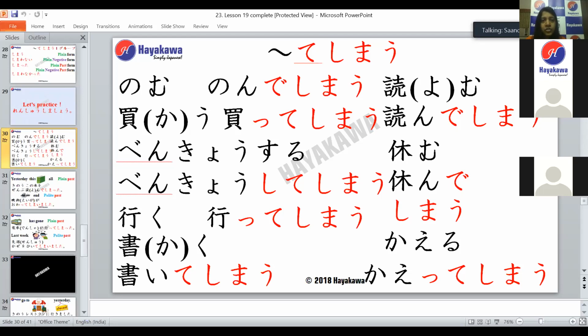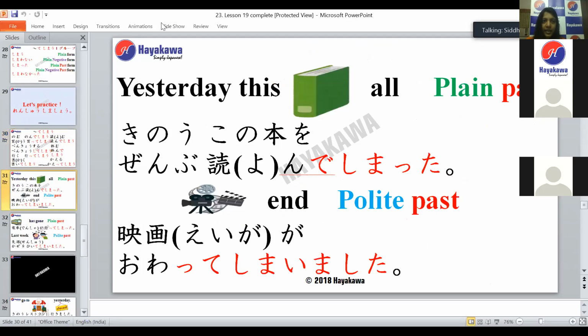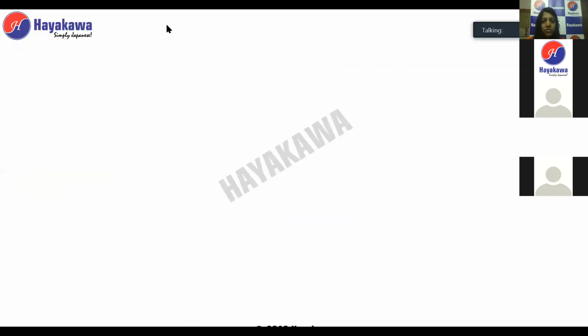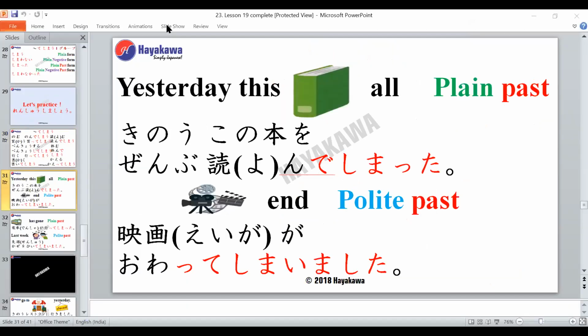Any doubts over here? No sensei. So now if you want to make a sentence, to say that yesterday you finished reading this book fully or wholly in the plain past form, how will you say that in Japanese? Yesterday is kino, right? Book is hon in Japanese, and the verb to read is yomu.